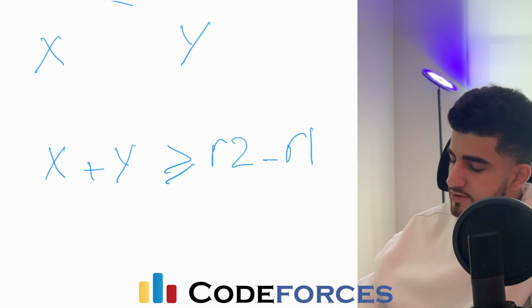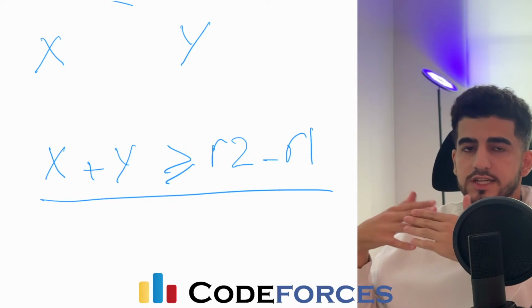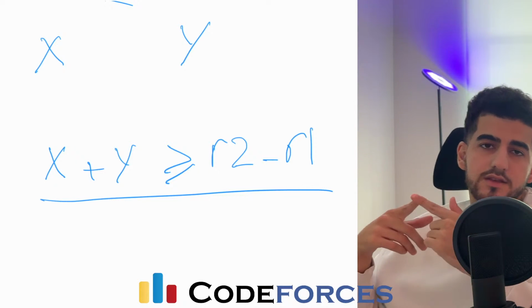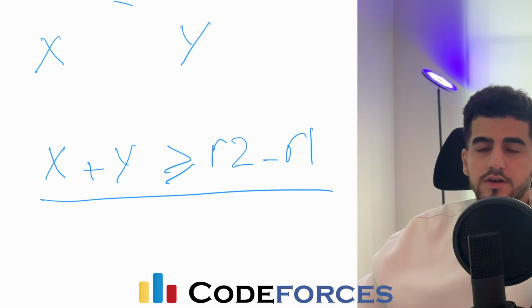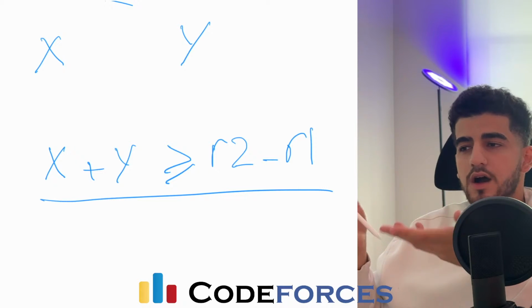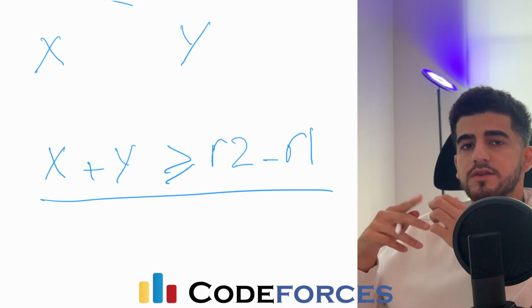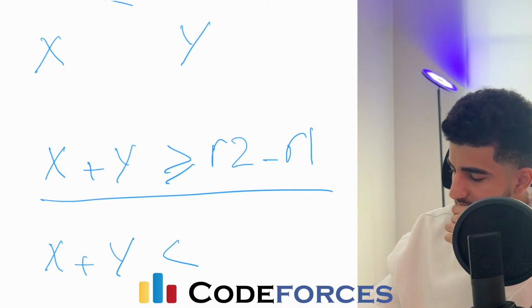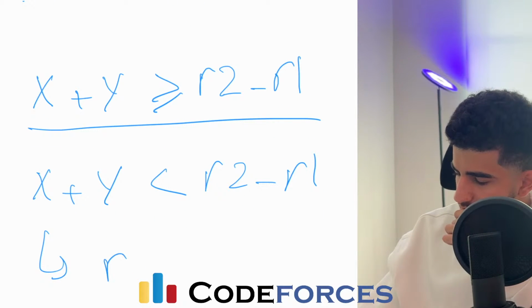If this was greater than or equal to this, then we have enough operations to make them almost equal. What do I mean by almost equal? I mean that either they are equal or their difference will be 1. If x plus y is greater than or equal to r2 minus r1, we can make these two numbers almost equal, and it's always optimal to make them almost equal. If their sum is odd, we have no choice. We should have one difference between them. But if the sum of them is even, we can make them exactly equal. But if x plus y is less than r2 minus r1, then the answer is r1 plus x.